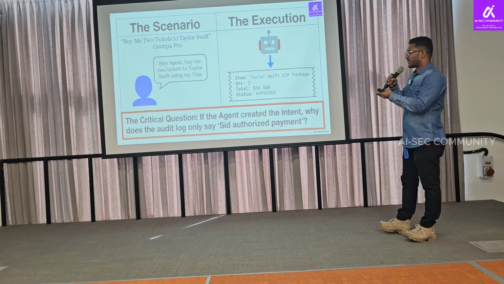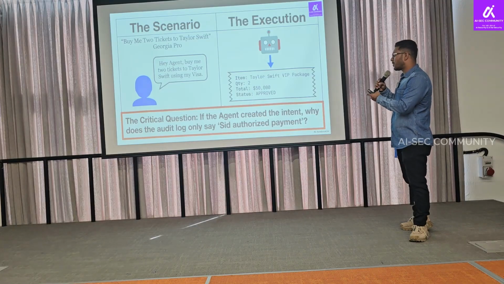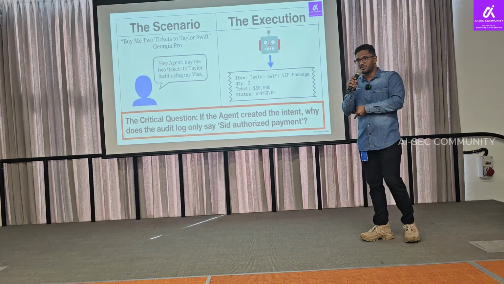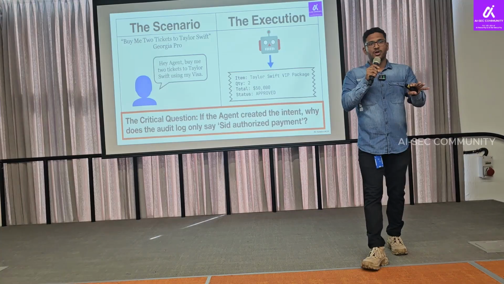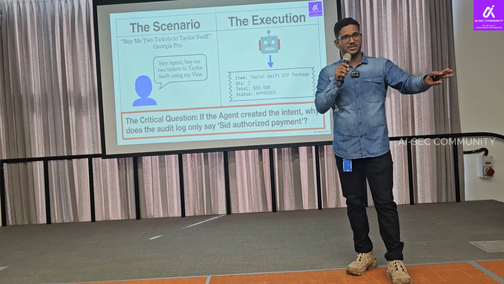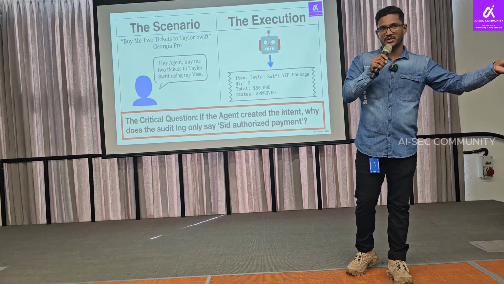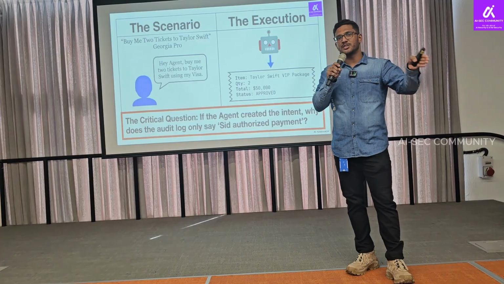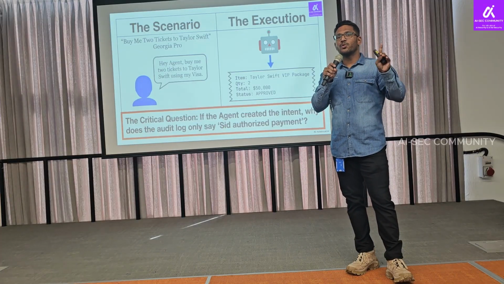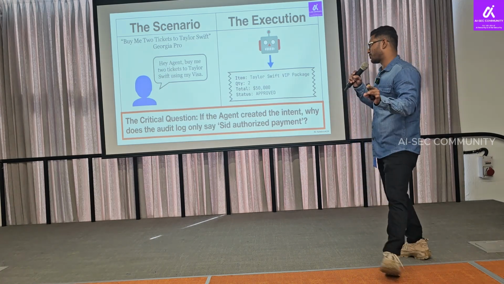So here's a critical question, right? If the agent created the intent, why does the audit log say Sid authorized the payment? Sid did not authorize the payment. Sid only said, hey, buy me the ticket at this price, my budget is this much, don't go beyond it. But the agent still goes ahead, buys an overpriced ticket, and there's no log of the agent actually performing the purchase. The only log that is there is that Sid authorized the payment. Remember this critical point.